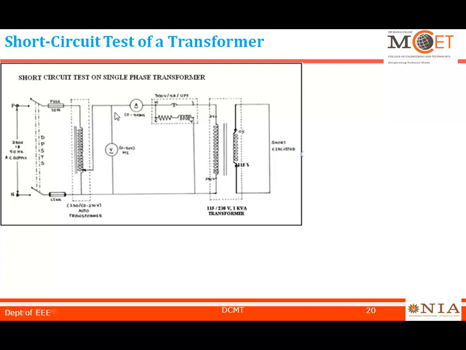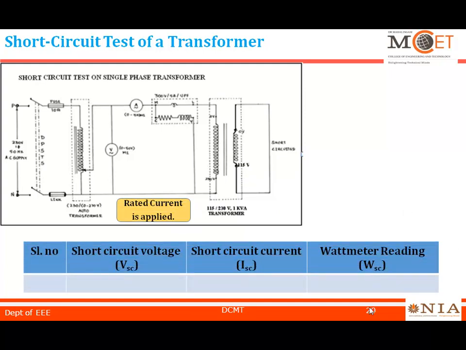This is your short circuit test setup: a single phase transformer and a single phase variac. As we discussed, 115 volt, 230 volt, a 1 kVA transformer has been decided. Here the secondary is short circuited, the side where 0 to 115 volts is available. In the short circuit test, we are going to apply the rated current. After applying the rated current, we are going to tabulate in this tabular column.